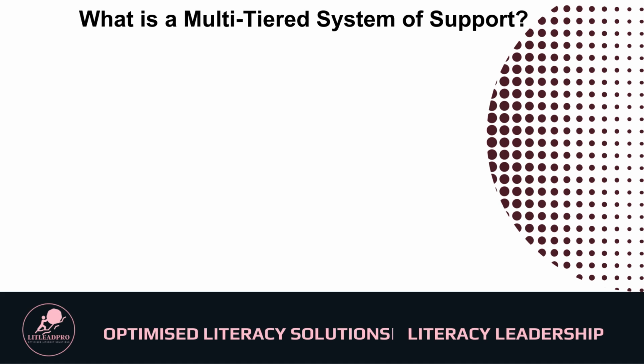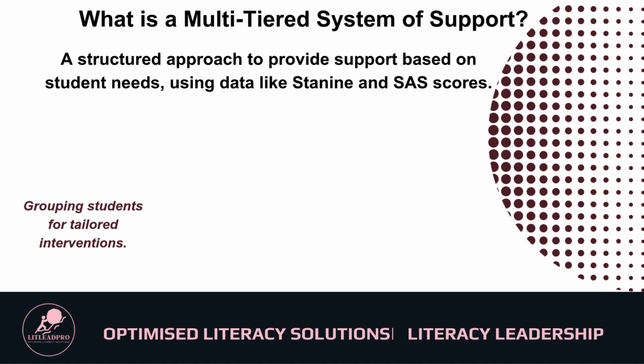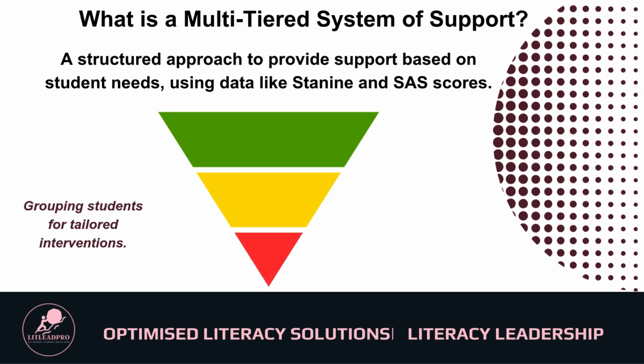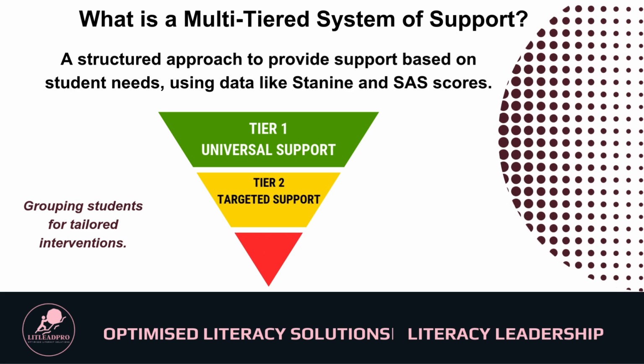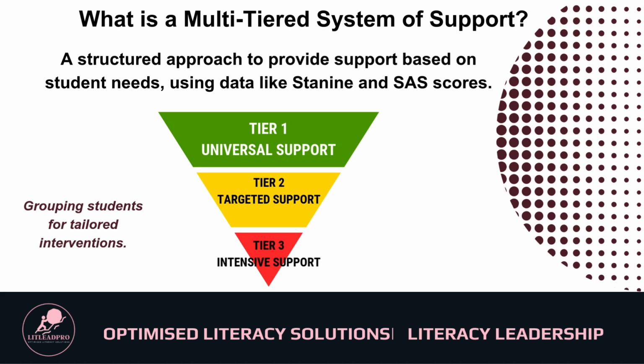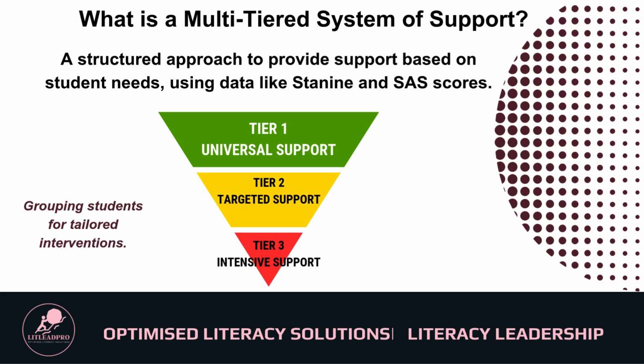The multi-tiered system of support organizes students into 3 tiers based on their scores. Tier 1 is for whole class instruction. Tier 2 is for small group targeted support. And Tier 3 is for intensive individualized interventions for students who need extra help.